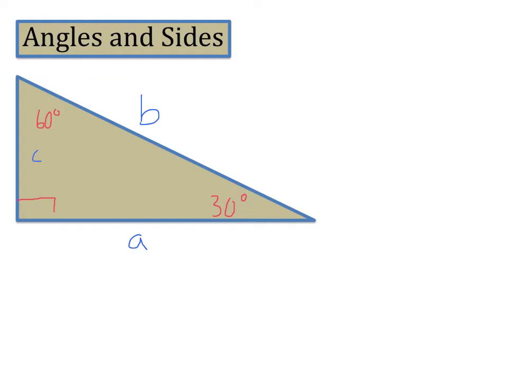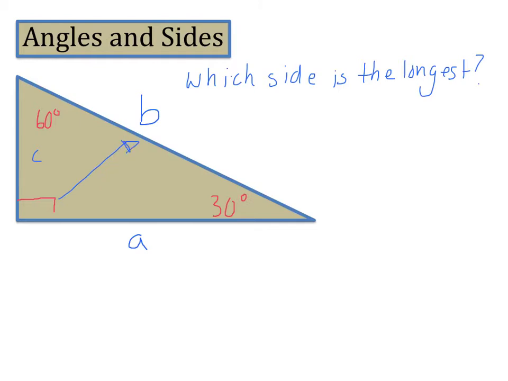What we want to examine is which side is the longest. Just visually, we can see that B seems to be the longest. But why is that? If you think about it, the 90-degree angle is the biggest angle, so this side has to be the biggest side. So in a triangle, the larger angle is opposite the longer side.